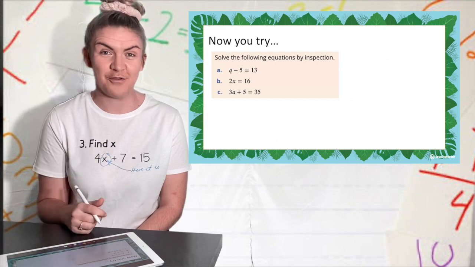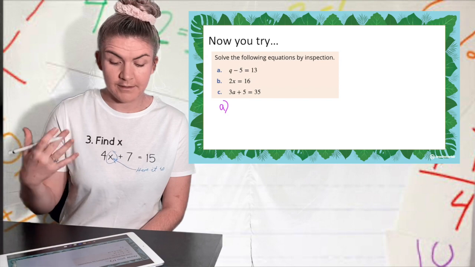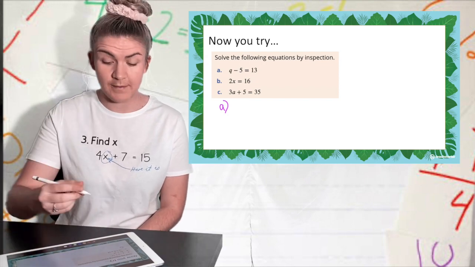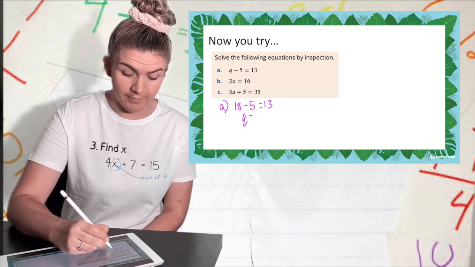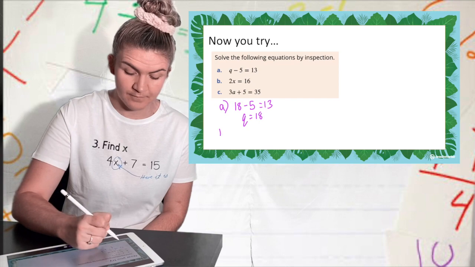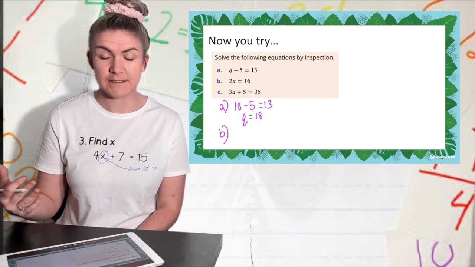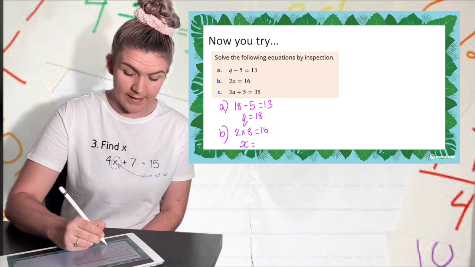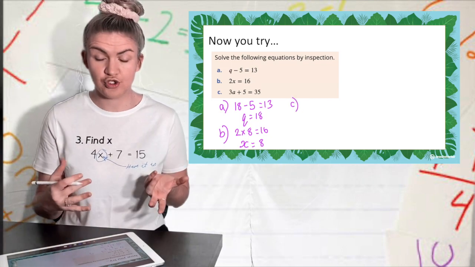All right, let's quickly go through these answers. A, number take 5 equals 13. That would be 5 bigger than 13, which would be 18. So I've got to write q equals 18. B, 2x equals 16. 2 times a number equals 16, that would be 8. 2 times 8 equals 16. So x equals 8. C is harder, so I'm going to use trial and error.